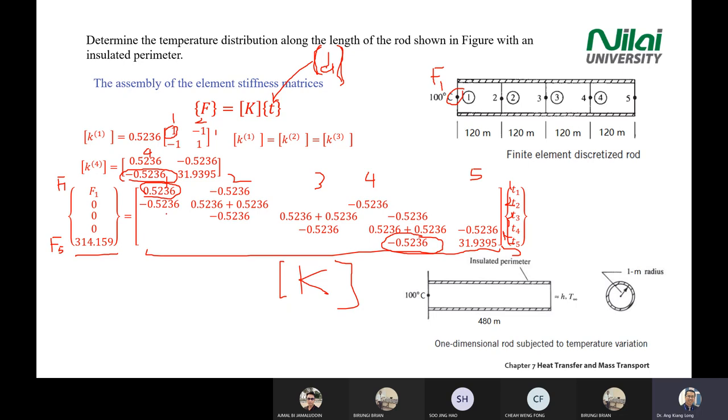The rest, I do not write out because all are zero. There's no number there, so I just blank it out. But in the exam, don't blank like this. You just need to write zero at that location.